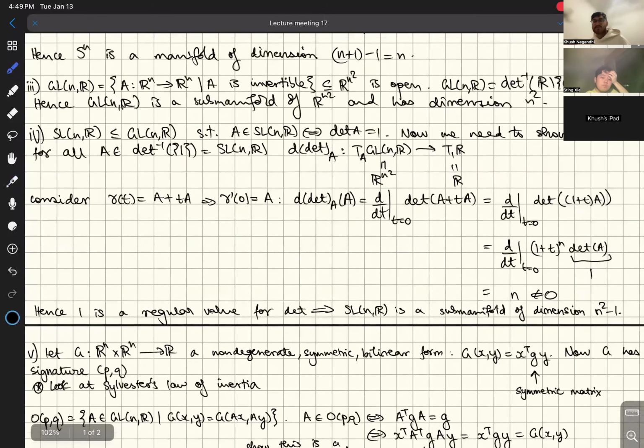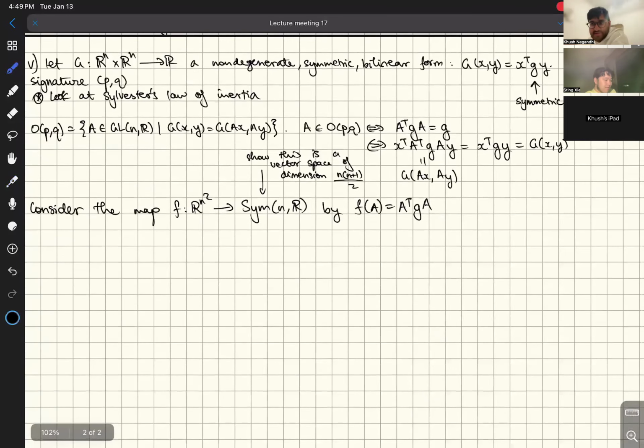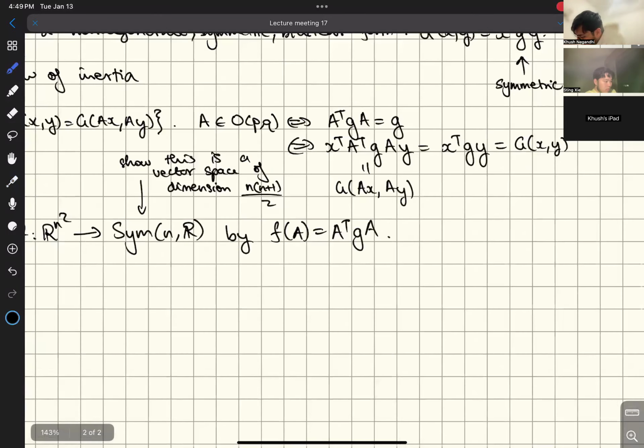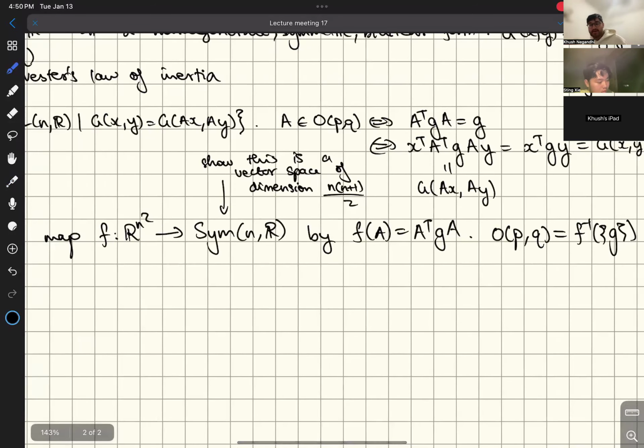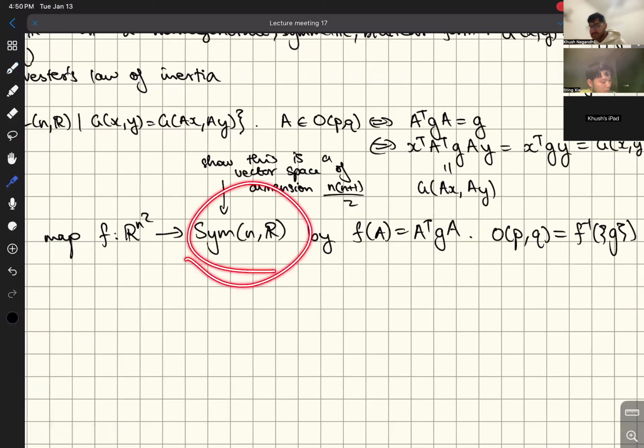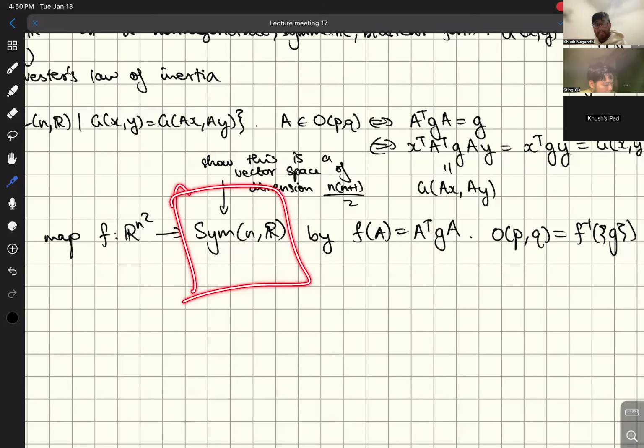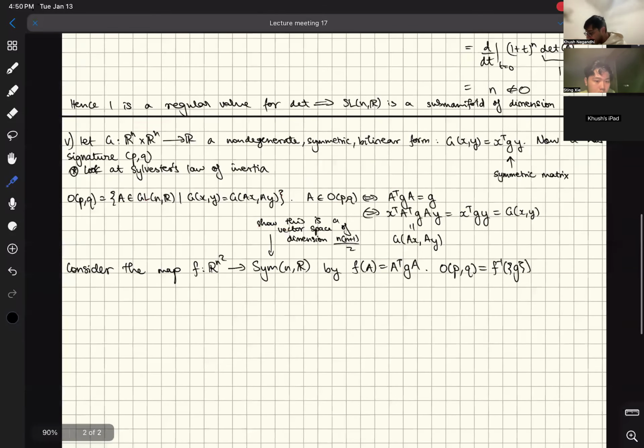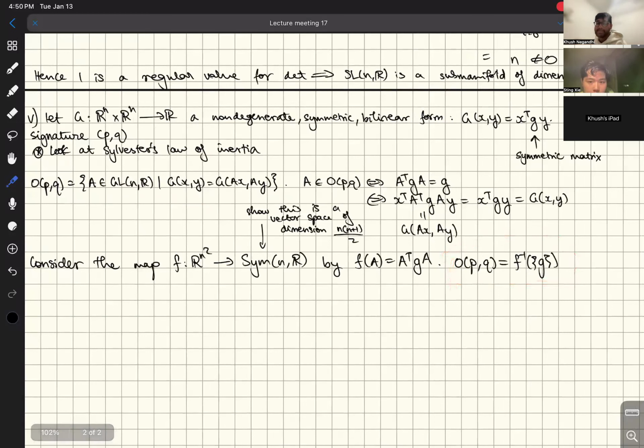If you've seen a lot of these things, they just boil down to the fact that we already know this function is smooth because it's a polynomial. So that's cool. Now what we need to note is that OPQ is just the preimage of G, because if you remember, G is a symmetric n by n matrix, which means it lives in this space of symmetric n by n matrices. Hence, the orthogonal group that corresponds to G is the preimage of G.